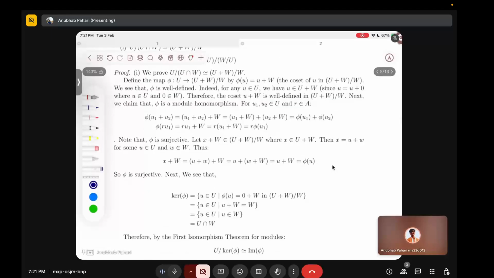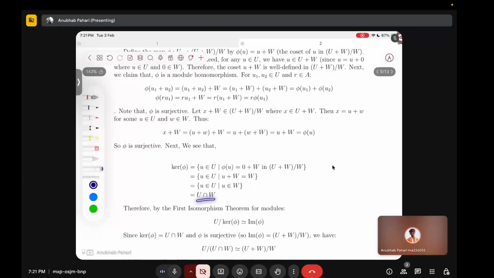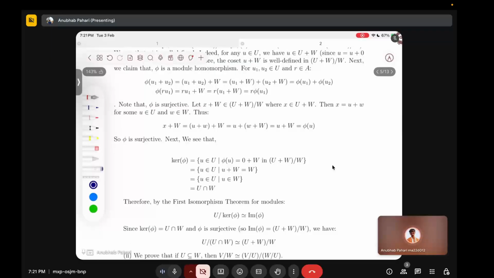The main trick is we have to find the kernel, and we will see that the kernel is exactly U intersection W. If you take small u from capital U such that phi of u is 0 plus W in this, then your phi of u is u plus W, which is 0 plus W, right? Therefore u minus 0 belongs to capital W. That means u belongs to W, so you have u plus W equals W, because phi is a module homomorphism.